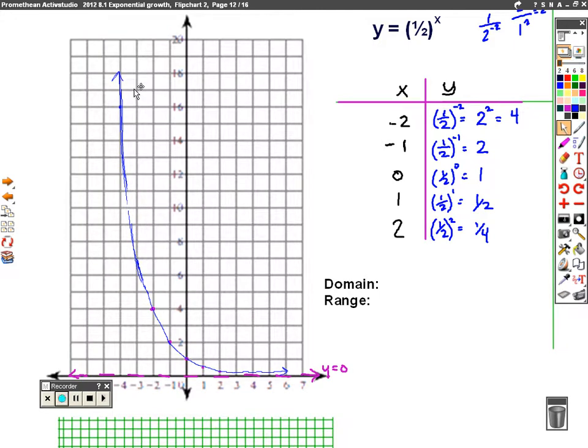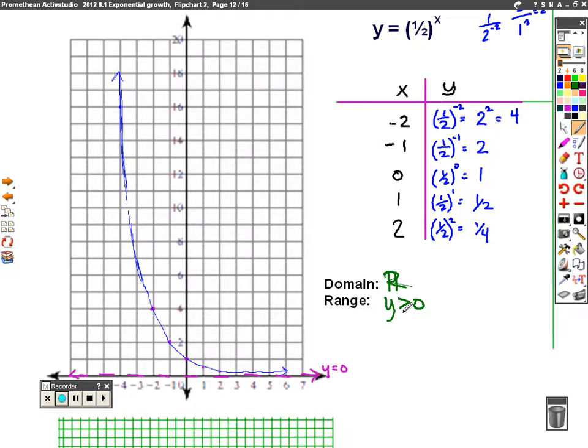So it's a decay function. Again, it approaches the asymptote. We want to look at the domain and range. The domain of this is all real numbers, right? We're looking at which x values, and all real numbers can go in there. And the range is all y's greater than 0. Now again, we're not going to do equal to 0 because it's never going to touch that axis of symmetry. I said it again, axis of symmetry. It's never going to touch that asymptote.